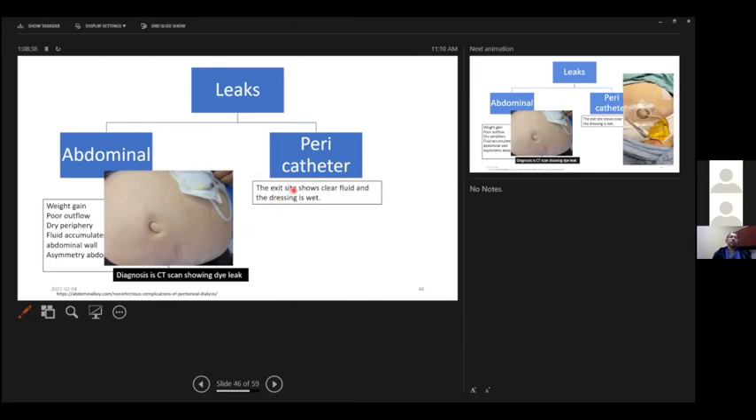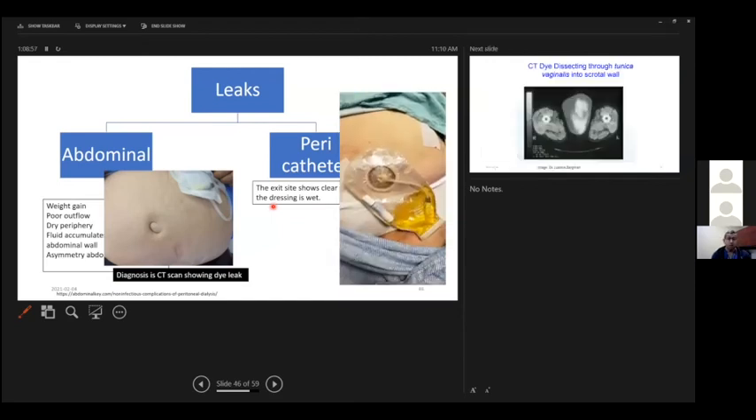Now coming to the pericatheter leak. A pericatheter leak means that the exit site shows fluid, not pus, but a clear fluid. And if the dressing is wet, that means the patient has developed a pericatheter leak. And how does it look? It can be just a small leak, where the swab is wet, or else it can be a big leak like this.